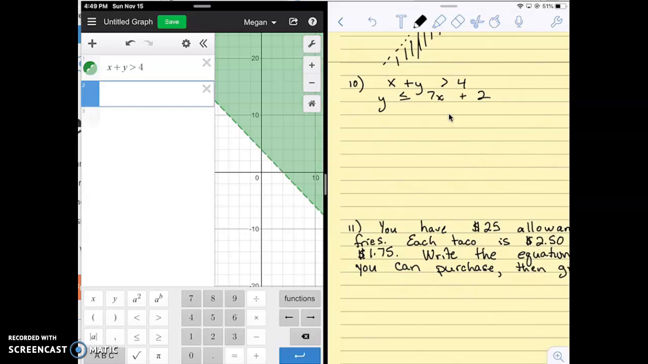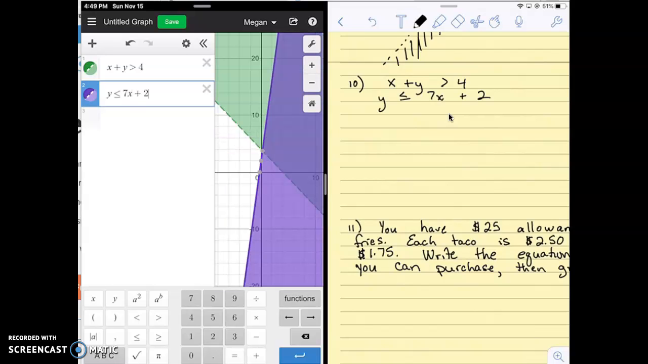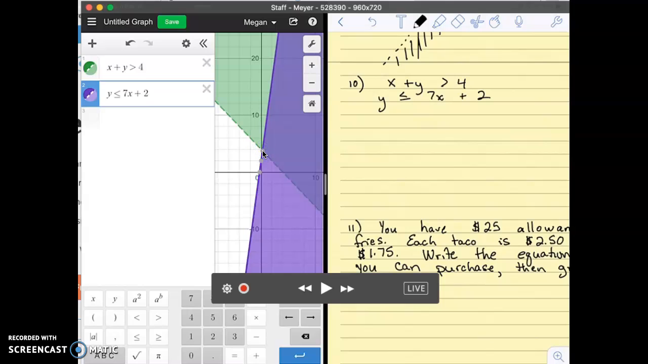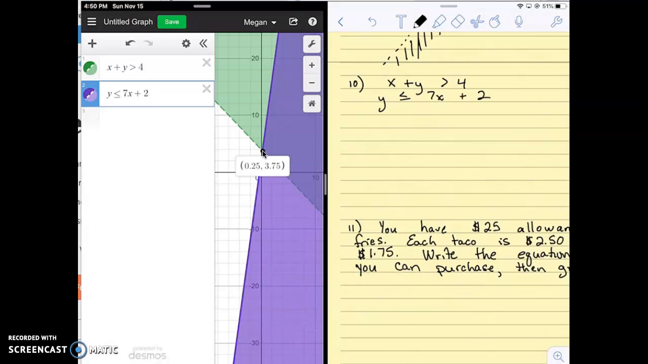And then I need to be able to input the second inequality, y less than or equal to 7x plus 2. So here's what I'm looking for. I'm looking for a line that's dotted that I shade up. I'm looking for a line that's solid that I shade down. My point of intersection would be right here, which is at 0.253, 0.75. So if you have 2 graphs that look pretty close, you want to check those points of intersection.